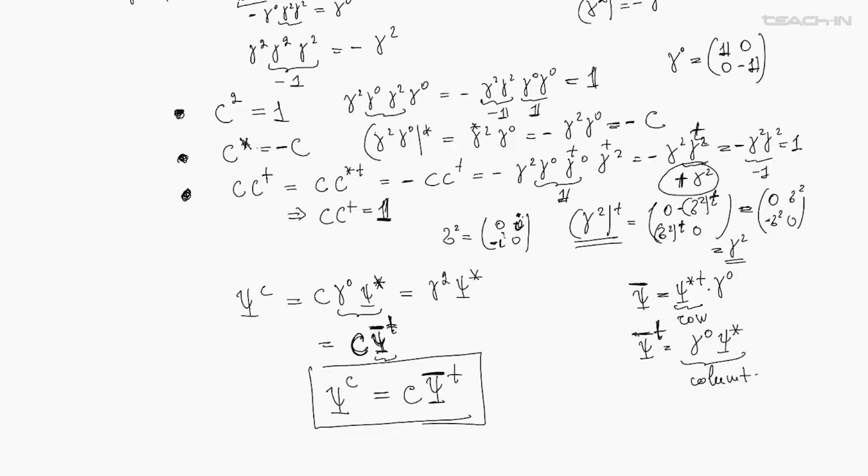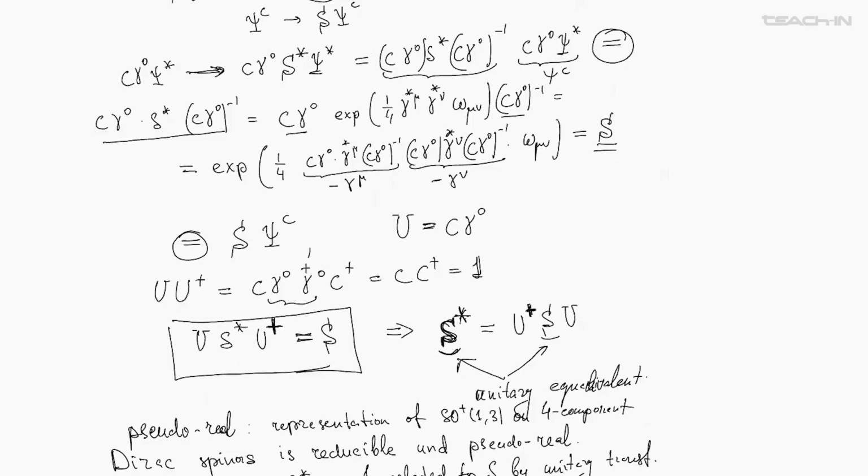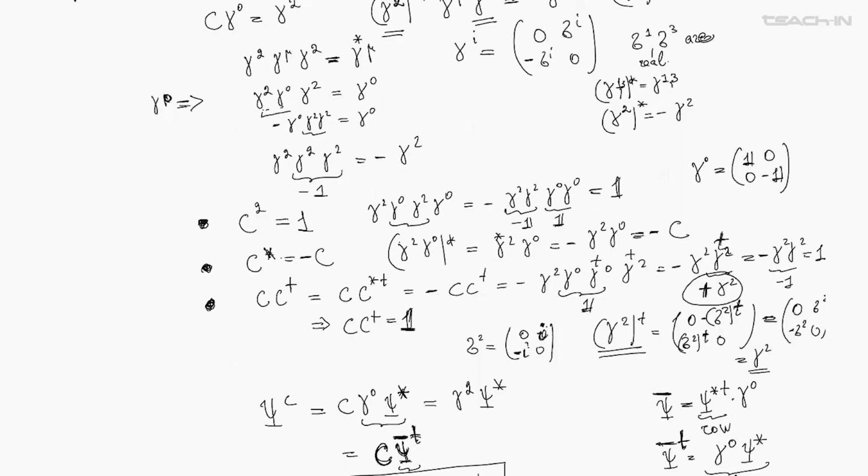as is implied by unitarity of U, the matrix which relates representations of the Clifford algebra. Yeah, so this is where we got this statement about the unitarity of C, and indeed we see that with our choice of C being gamma 2 gamma 0, this is fulfilled. CC dagger equals 1 is fulfilled.